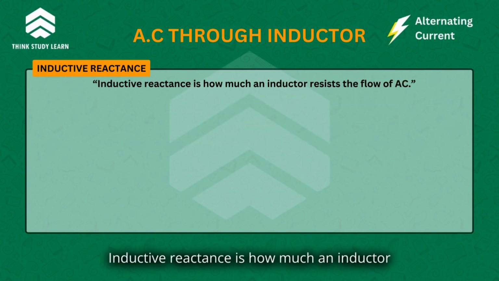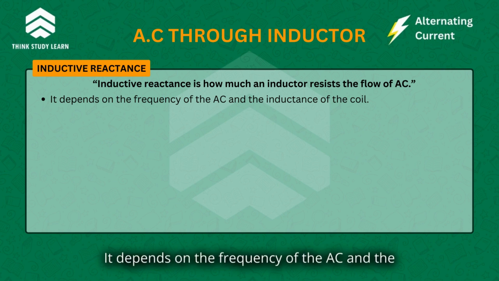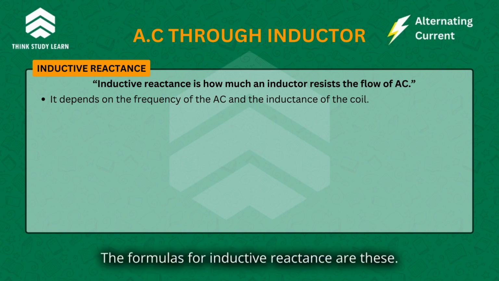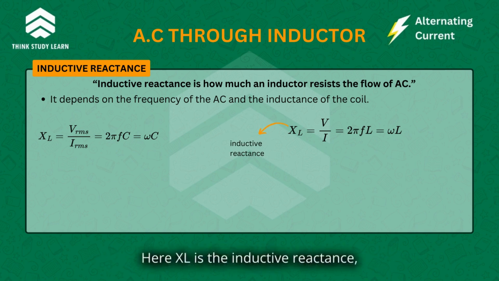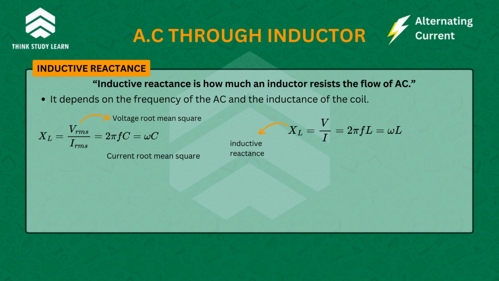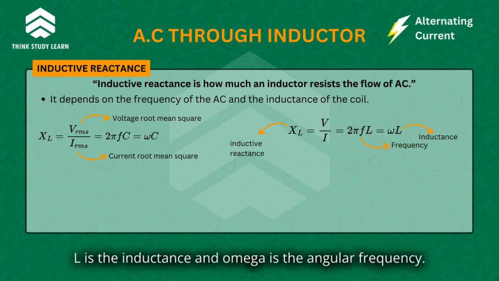Inductive reactance is how much an inductor resists the flow of alternating current. It depends on the frequency of the AC and the inductance of the coil. The formulas for inductive reactance are these. Here XL is the inductive reactance, Vrms is the root mean square voltage, Irms is the root mean square current, f is the frequency of the AC, L is the inductance, and omega is the angular frequency.